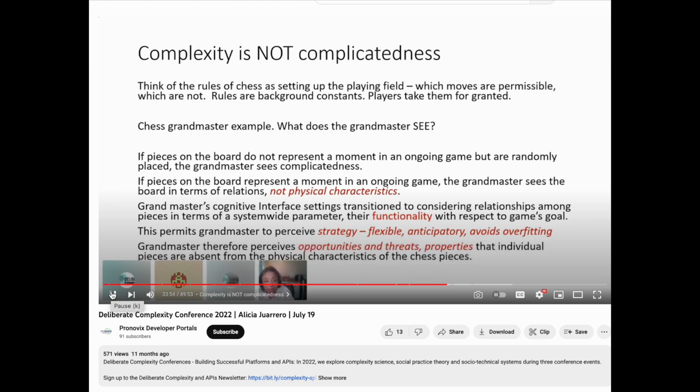So it is because the grandmaster can view strategy as a metastable dynamic that the grandmaster can therefore perceive opportunities and threats. These are emergent properties of the totality that individual pieces don't have. There is no such thing as a threat of an individual piece absent that piece's relation to all the other pieces on the board.